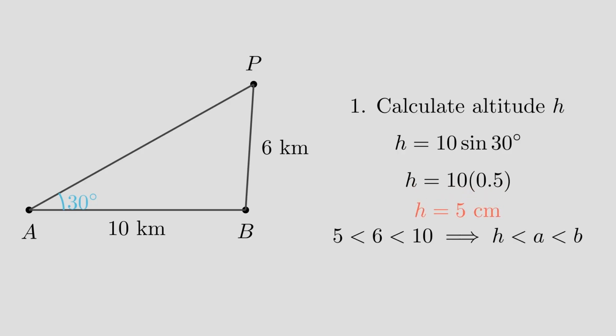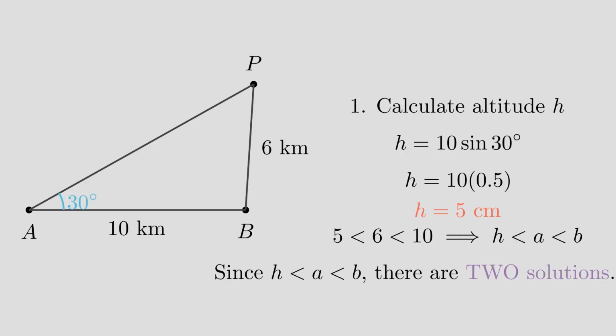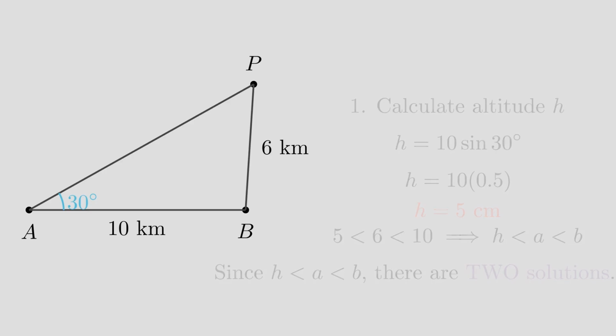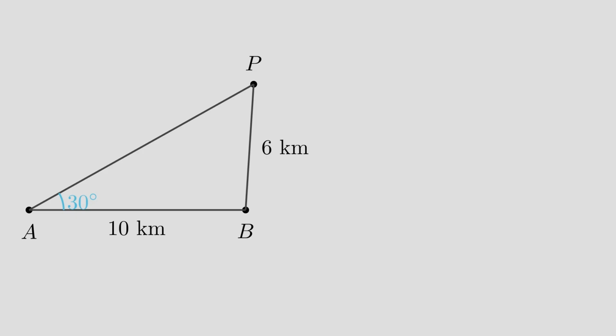Since 5 is smaller than 6, which is smaller than 10, we deduce that the height h is smaller than the side opposite A, which is smaller than AB. And if you recall from the last lesson, this means that we have two possible solutions. Thus, we have two possible positions for the beacon. Now, to find these positions, we can use the Sine Rule.